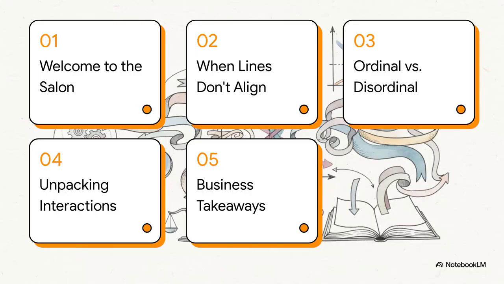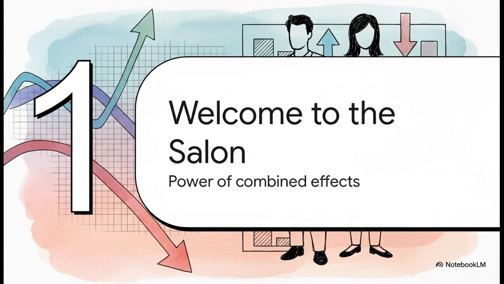So here's what we've got on tap. We're going to look at what happens when lines on a graph just don't align. Then we'll break down the two major types of interactions, ordinal and disordinal. After that, we'll get into why ignoring these can be so dangerous, and we'll wrap it all up with 3 solid takeaways for your business. Okay, let's dive right in.